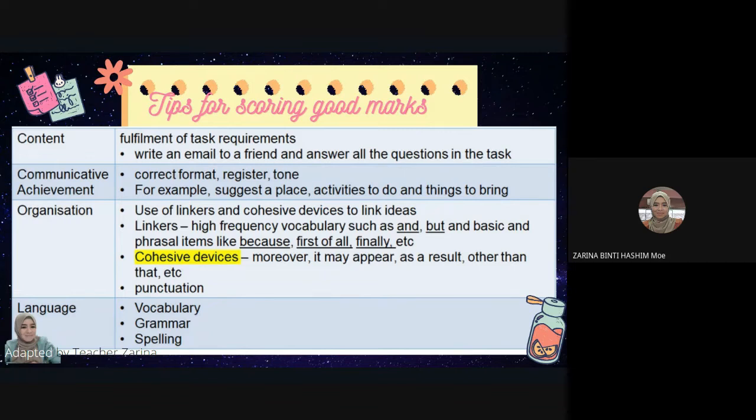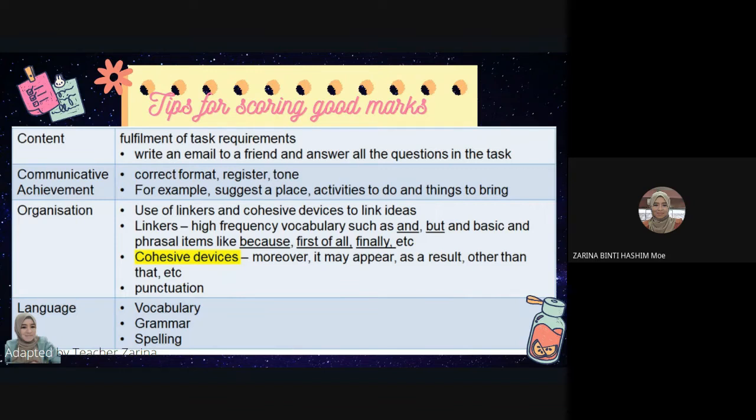For content, how can you get 5 marks? You will get 5 marks if you fulfill all the task requirements. That means you answer all the questions and you write an email to a friend. It's not that you write a report, but you write an email to your friend. If you answer the three questions and write in the form of an email, you can get 5 marks for your content.